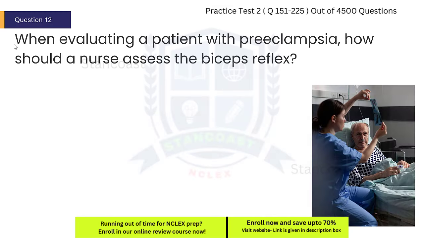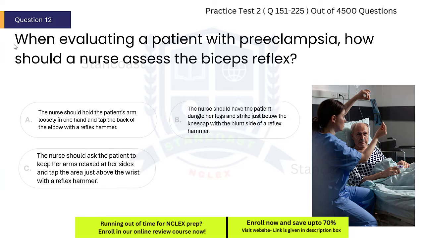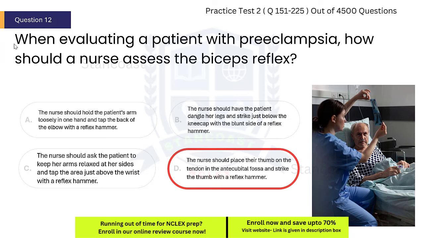When evaluating a patient with preeclampsia, how should a nurse assess the biceps reflex? A. The nurse should hold the patient's arm loosely in one hand and tap the back of the elbow with a reflex hammer. B. The nurse should have the patient dangle her legs and strike just below the kneecap with the blunt side of a reflex hammer. C. The nurse should ask the patient to keep her arms relaxed at her sides and tap the area just above the wrist with a reflex hammer. D. The nurse should place their thumb on the tendon in the antecubital fossa and strike the thumb with a reflex hammer. Think about the proper technique for assessing reflexes. The correct answer is D.